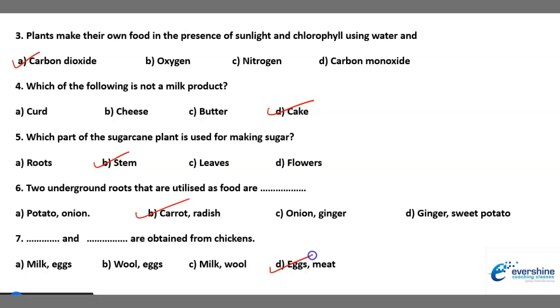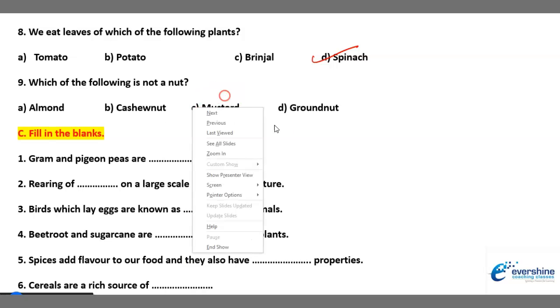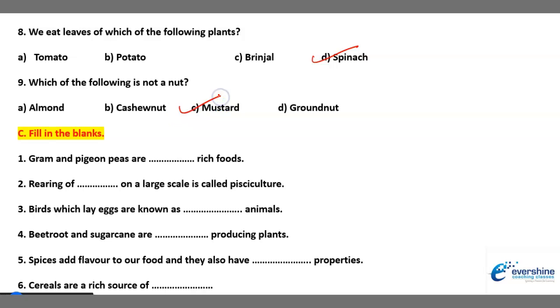Eggs, meat. Okay. We eat leaves of which of the plants? That is spinach. Which of the following is not a nut? It's nothing but mustard.